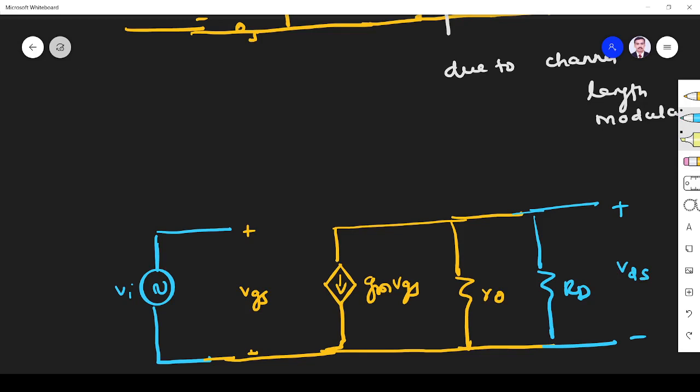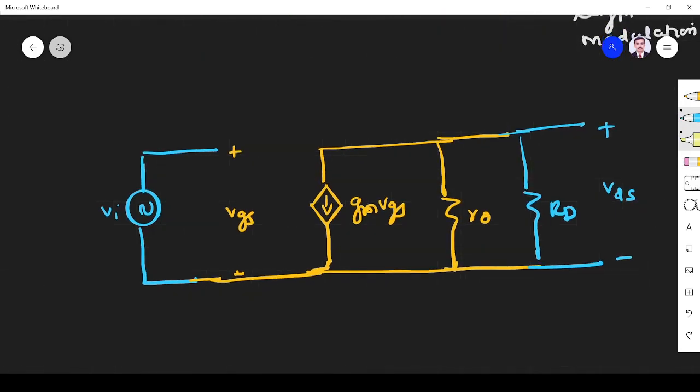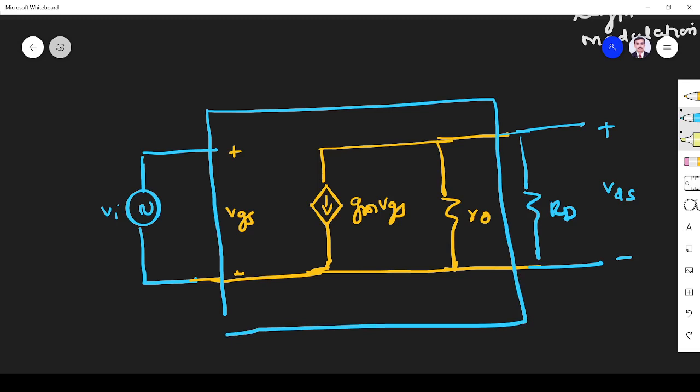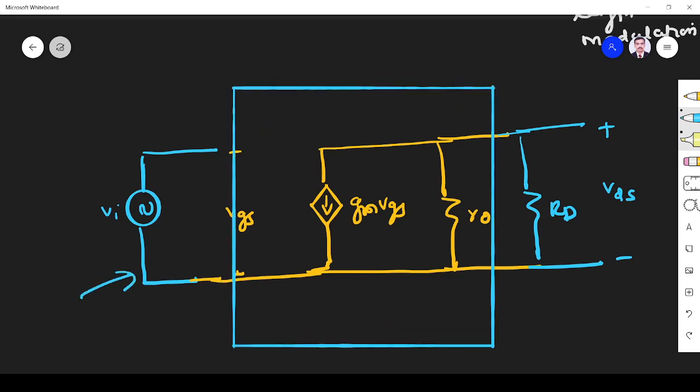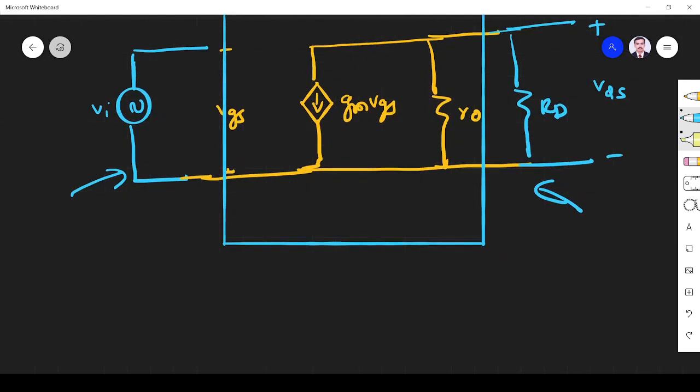So this is the small signal equivalent of the common source configuration we have taken. You see, this is the point. Instead of the NMOS transistor, we have included this. This is the output side. This is the input side. This is the output side. This is the transistor, right? So in this way, we can draw the circuit.